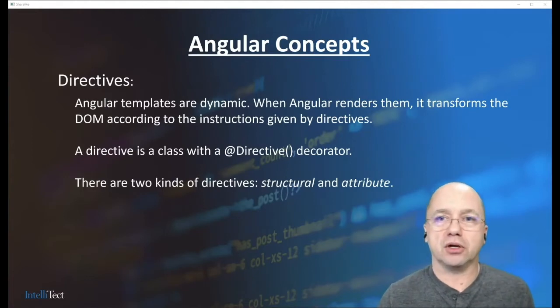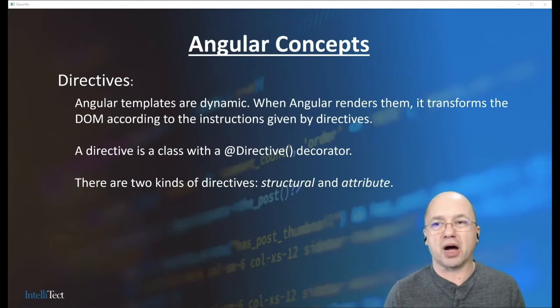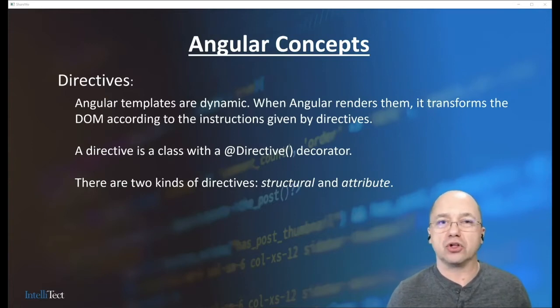The next concept is called directives, and directives are very similar, I guess, to pipes, but since the templates that you're dealing with in Angular are dynamic, when Angular renders them, it's going to transform all that into instructions given by the directives. So a directive is very much like a component, but the difference is that instead of using the @Component attribute, you're going to be using the @Directive decorator, okay, attribute, and that's going to go on your class. And directives do not have templates, so you're just going to have this sitting right on the class itself.